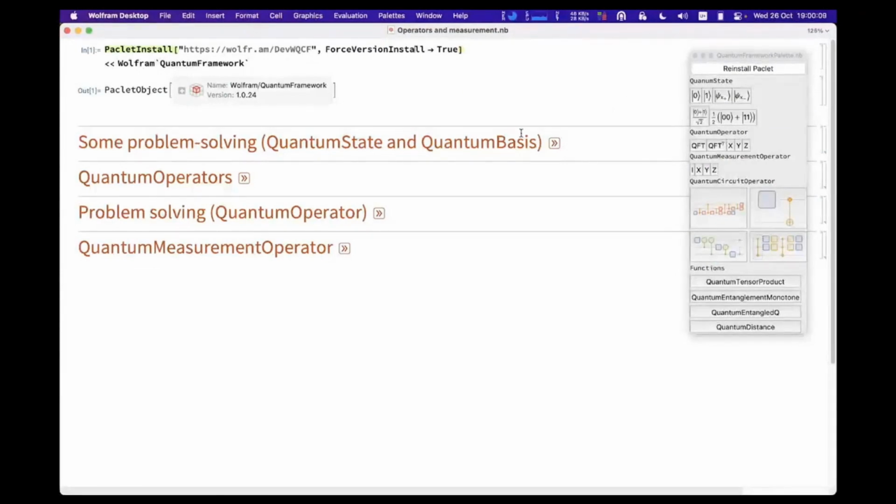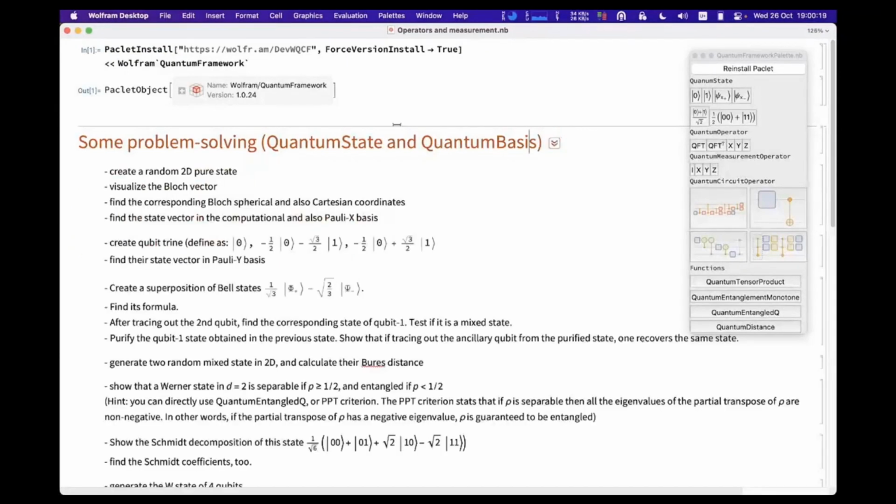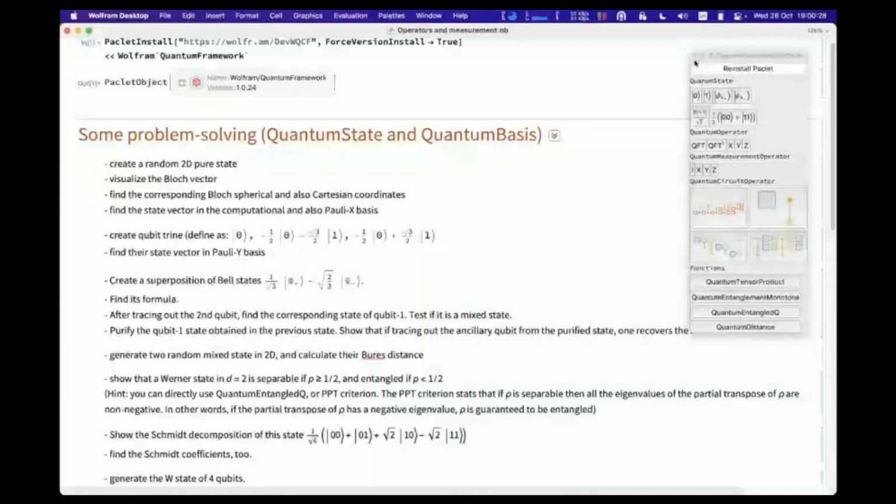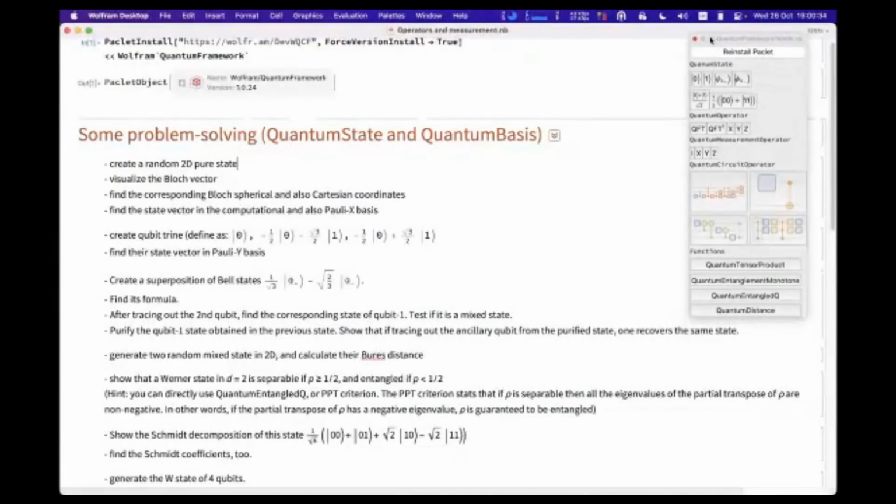Okay, let's start. Nick, let's do some problem solving from quantum state, quantum basis. Remember, guys, learning any new topic is always challenging. So the more you challenge yourself and try to solve some problems, the better you will understand it. And of course, this process is going to be painful.